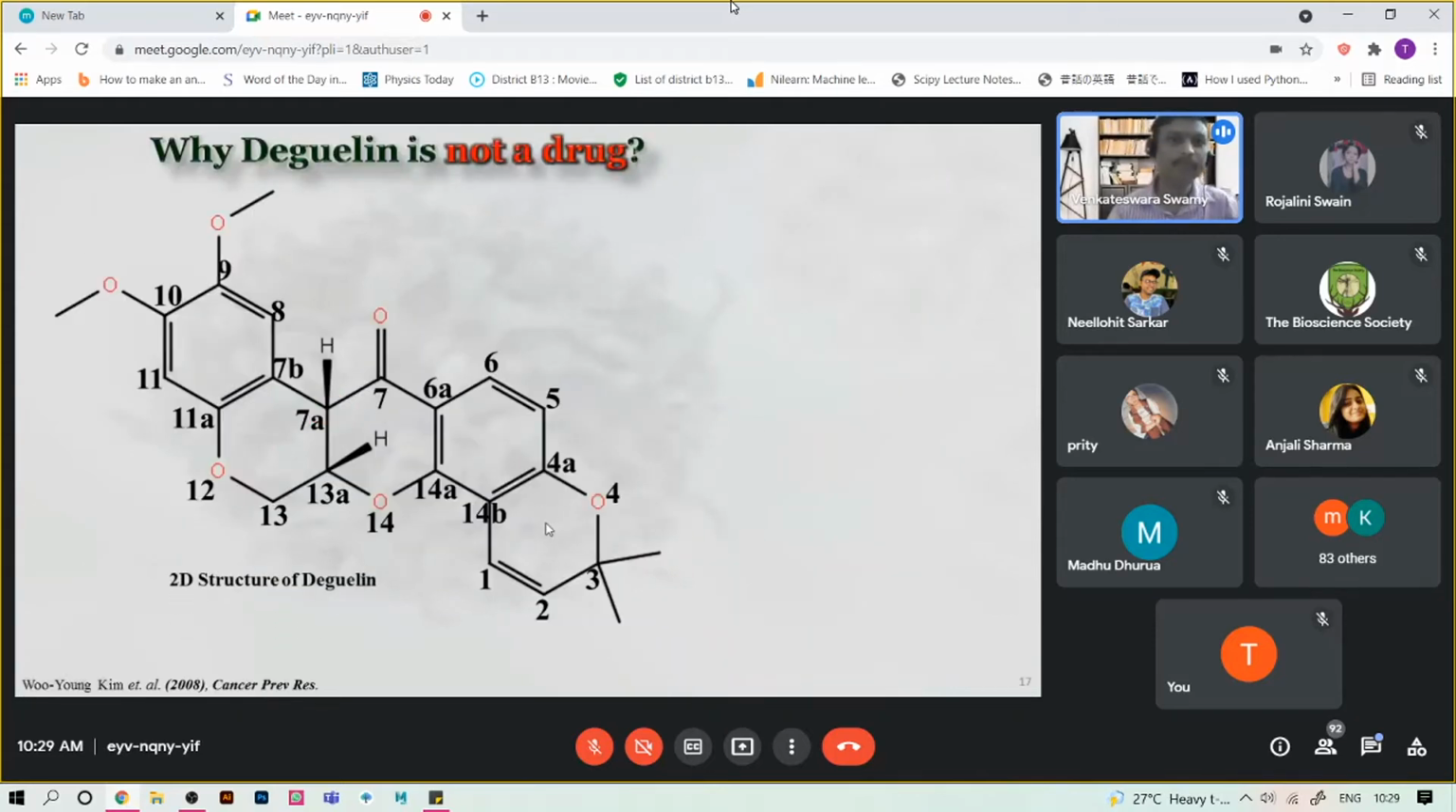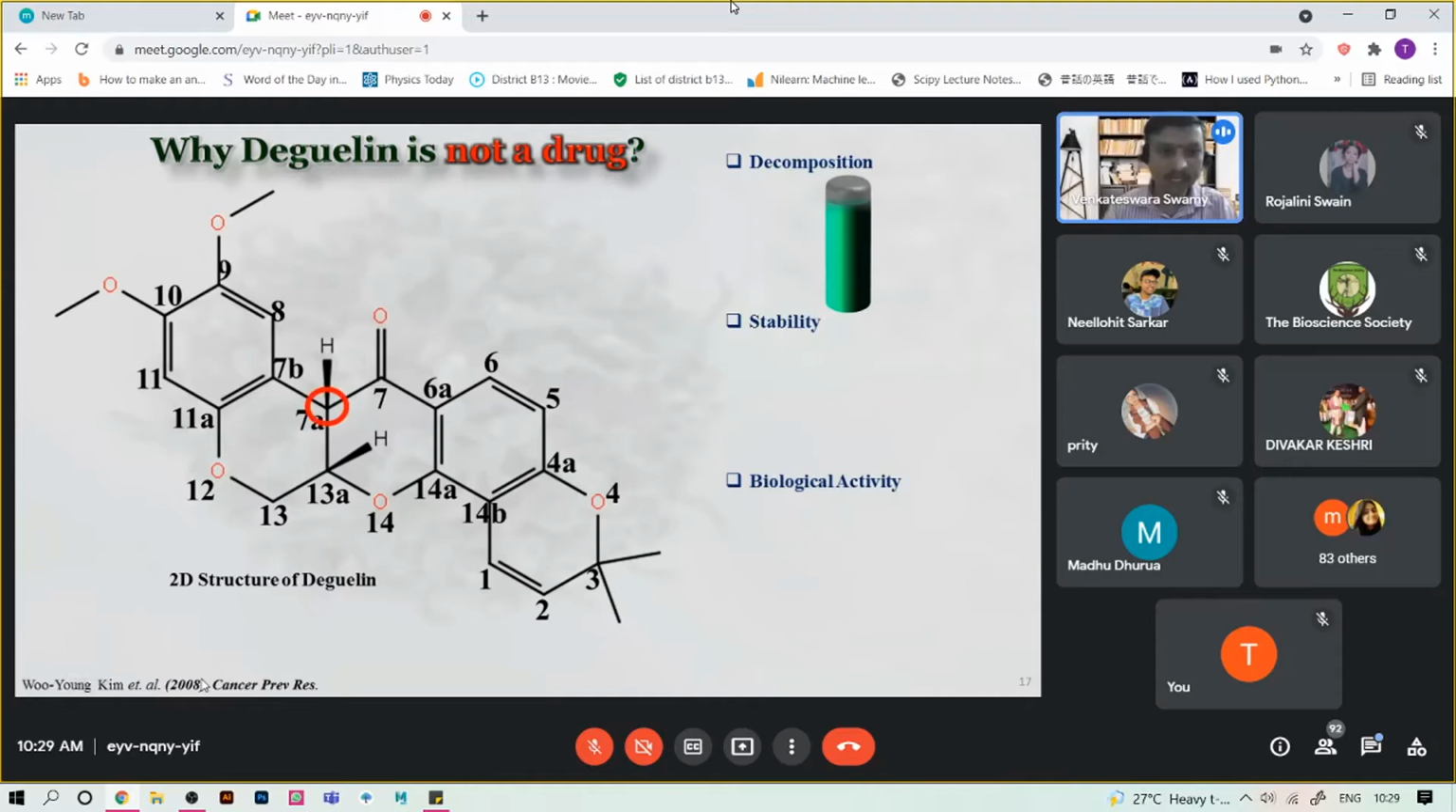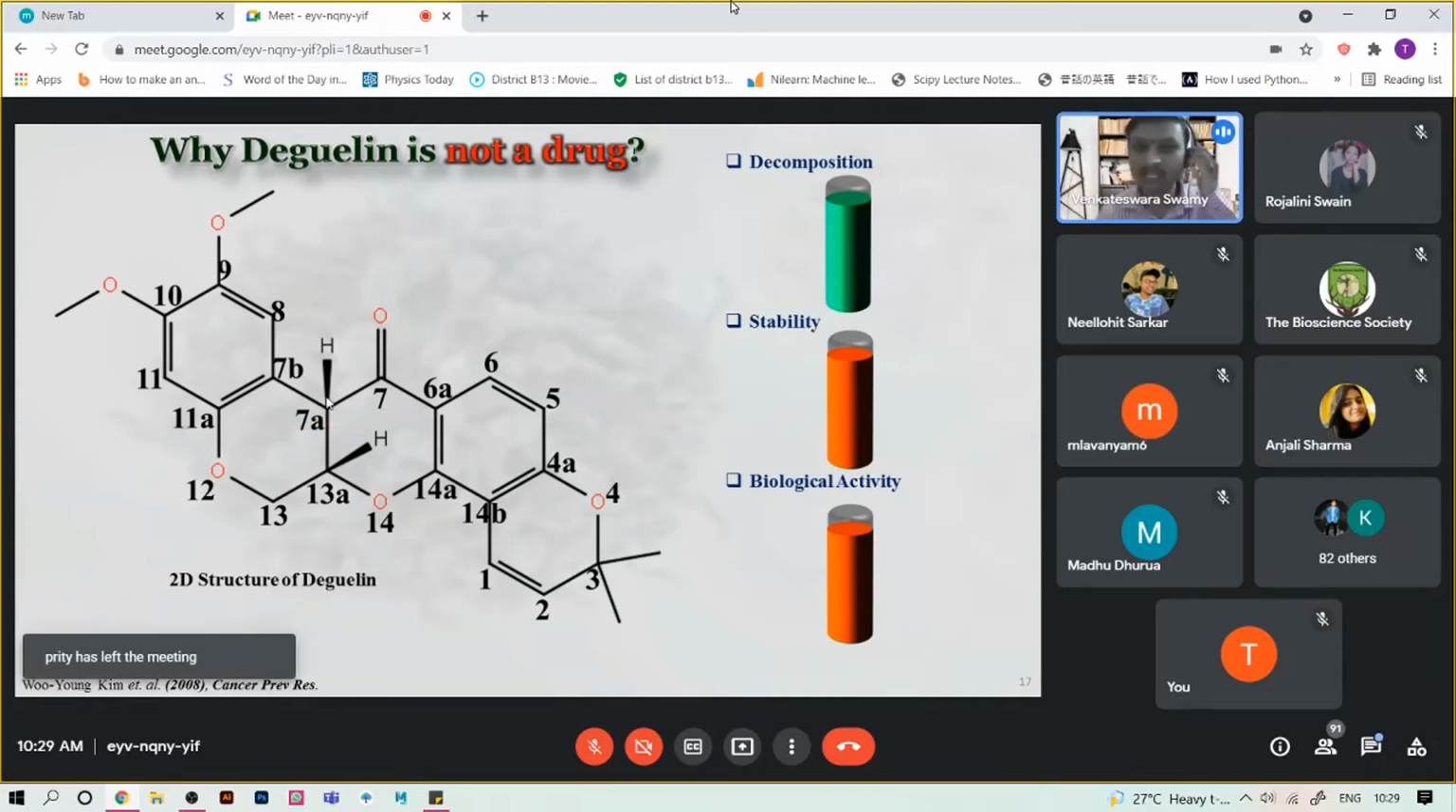But we have some problem. Why is degulin not a drug? Why are companies not developing this molecule? It works well in animal cell lines, but when you start transferring this molecule into clinical trials, it's not a success. Here it is reported by Wang et al. in 2008 that if you change the 7a alpha carbon, then it may be able to be given as a drug molecule for the patient.